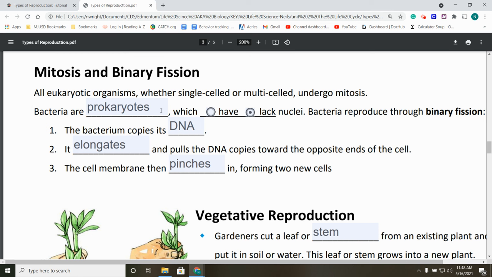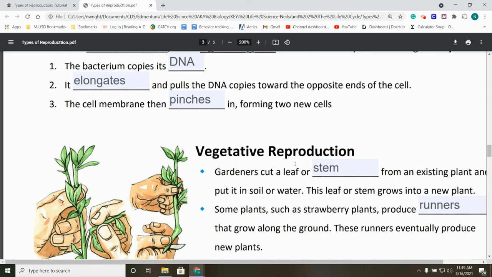Bacteria are prokaryotes, which lack nuclei. Bacteria reproduce through binary fission. The bacterium copies its DNA. It elongates, that means gets longer, and pulls the DNA copies toward the opposite ends of the cell. The cell membrane then pinches in, forming two new cells.